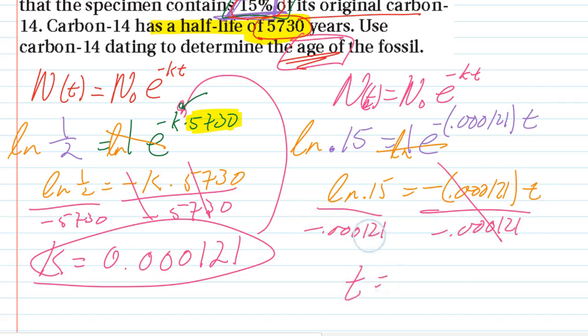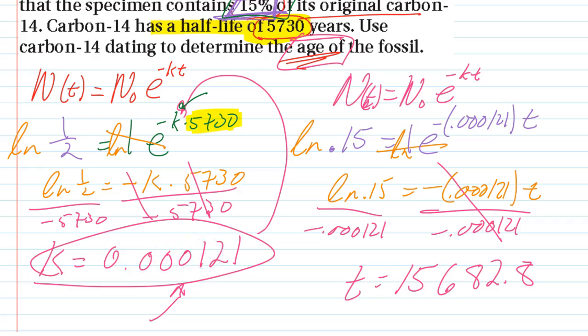Now when I plug in the calculator, I'm not using 1-to-1. I'm going to use the actual number in the calculator. So I'm going to type in natural log of 0.15 divided by, and what I'm going to do in the calculator is I'm just going to pull the number from the previous answer. I'm just going to pull that number that's saved in the memory. And that gives me an answer of 15,682.8 years.